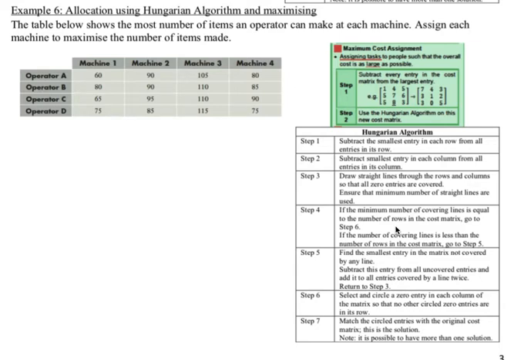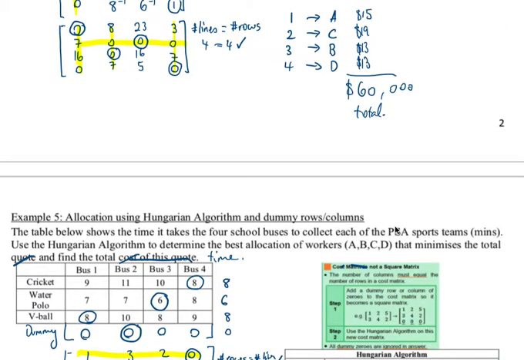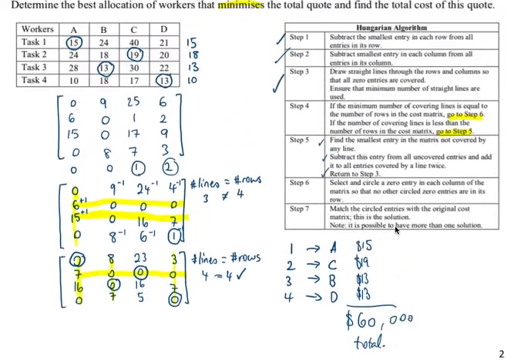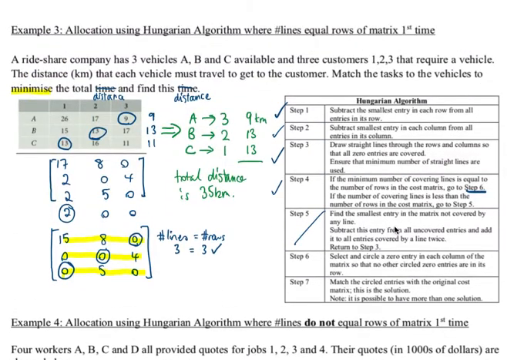In the previous video, we were looking at minimizing all our situations. We had a situation where we wanted to minimize the total time taken for the 4 buses to go to pick up each sports team. And here we looked at minimizing the total work or the total cost of the quote. And here we wanted to minimize the total distance each car had to travel.